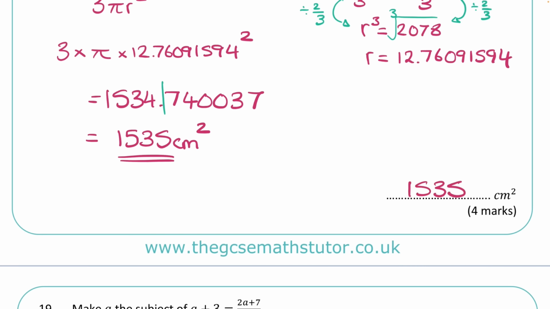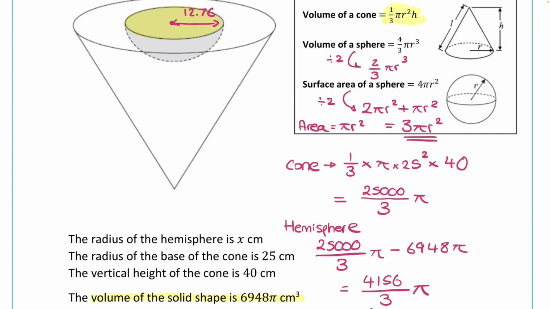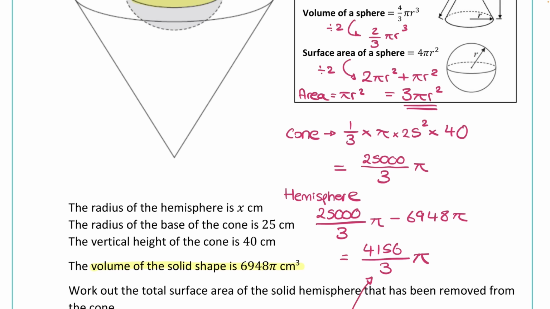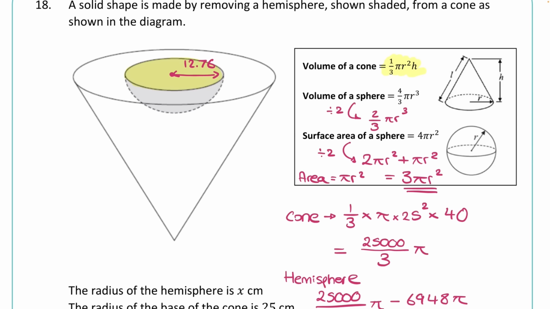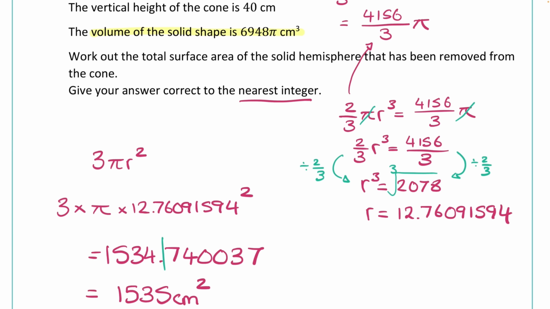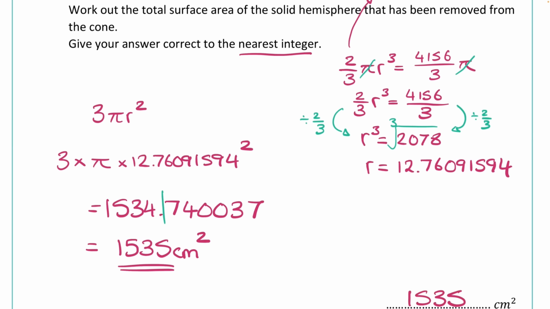1,535. So quite a challenging question there, because we had to work out the volume of the cone, take away from that the volume of the shape that we had, which found the little gap. That gave us the volume of the hemisphere. Then we worked backwards with half of the formula to find the value of r, and then substituted that into the surface area of a sphere.